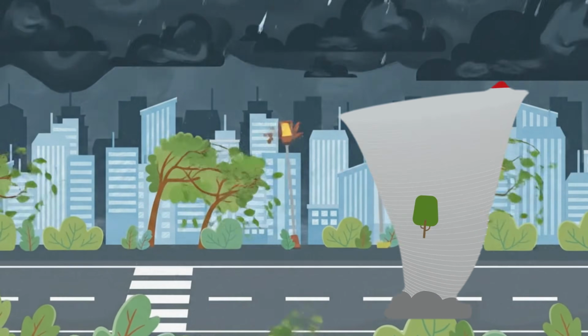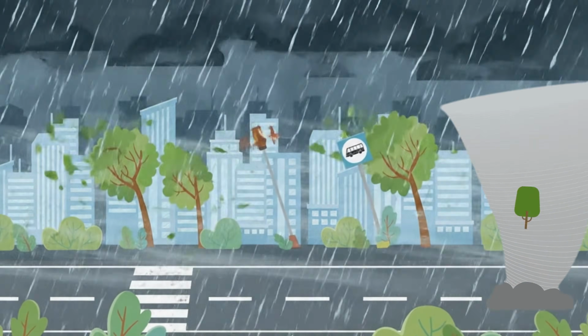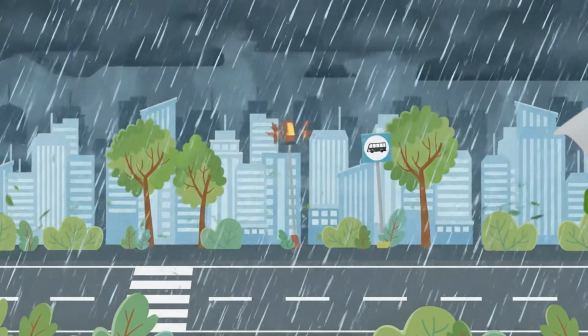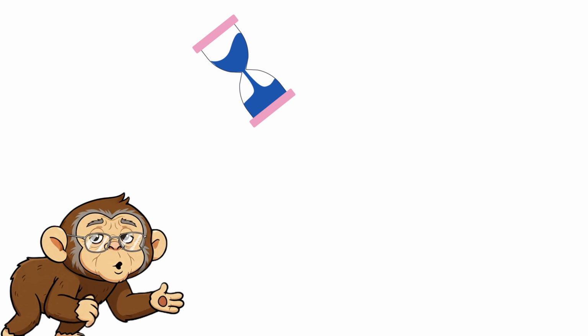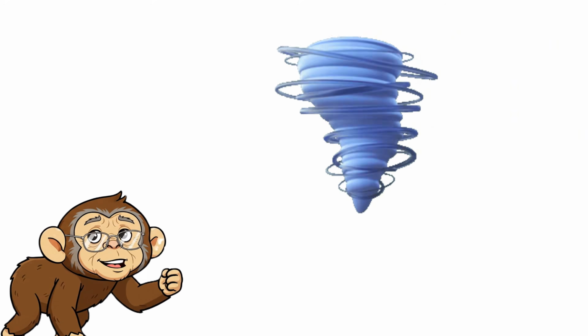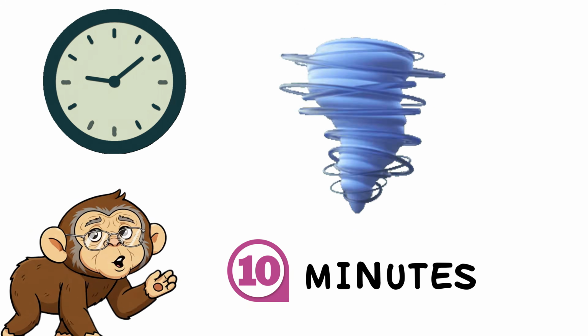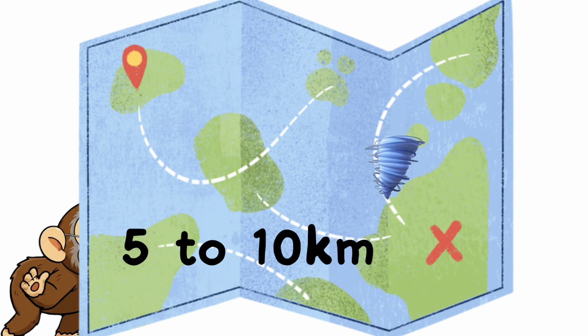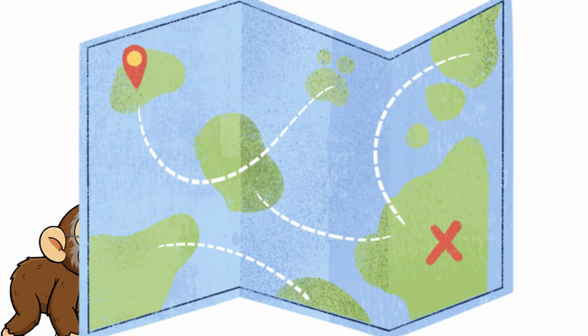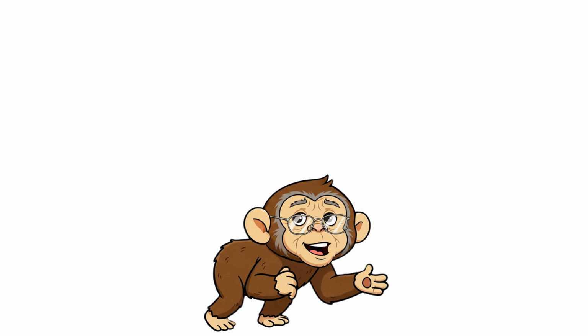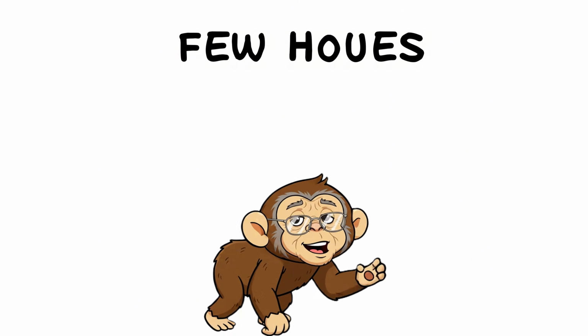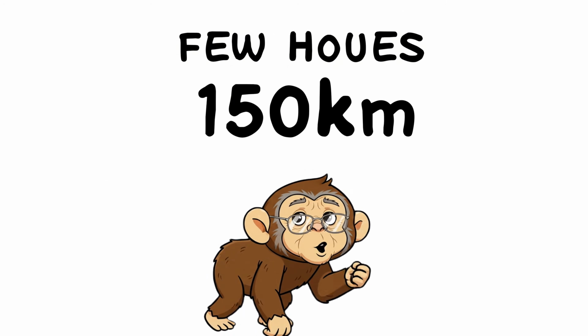Do you know that the duration of tornadoes and the distance they travel can vary? Most tornadoes last less than 10 minutes and travel about 5 to 10 kilometers before disappearing. However, in some cases, they can last for hours and move across distances of up to 150 kilometers.